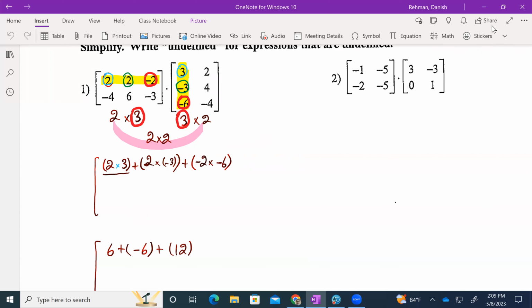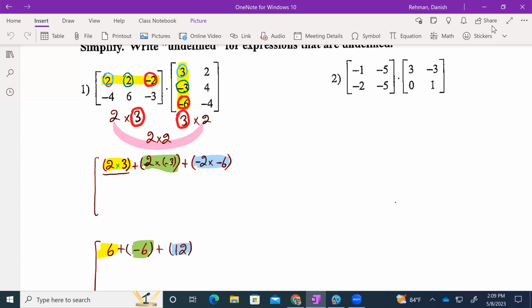Where did I get that from? I multiplied the 3 and the 2 together, which gave me a 6. I multiplied the 2 and the -3, which gave me a -6. And then I multiplied the -2 and the -6, which gave me a positive 12. That's the multiplication process. That's the whole main process. I will keep on repeating that same thing with the remaining rows and columns. Let's see now. What will be the next step?